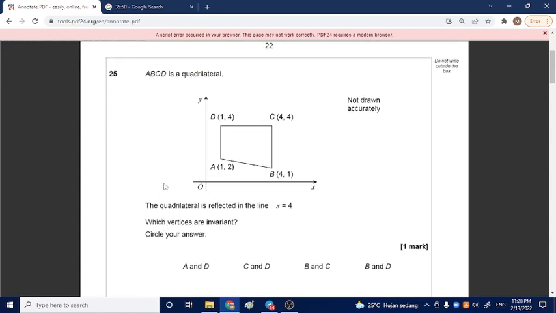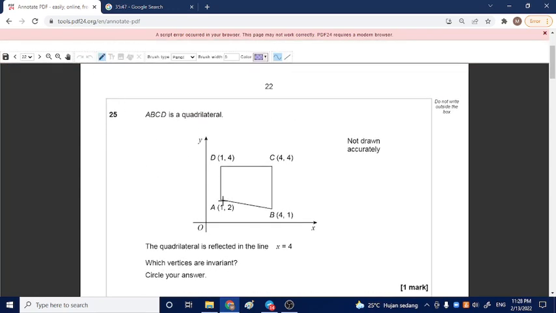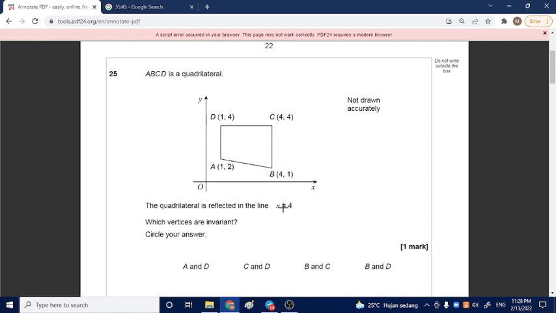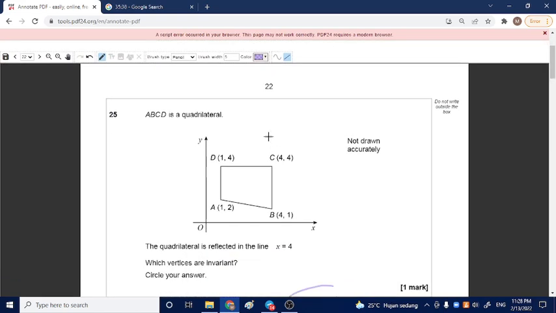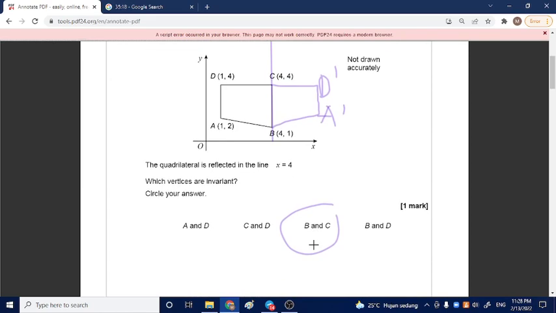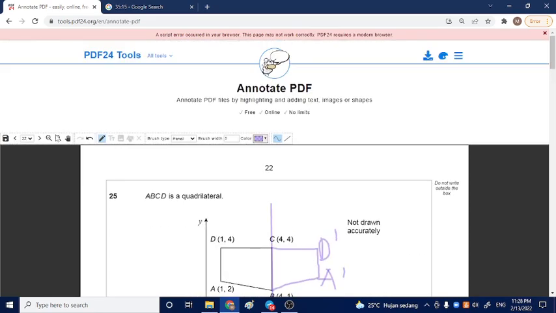Which vertices are invariant? Invariant meaning it doesn't move, right? X equals 4. It's obviously B and C because it's like here. Not exactly that. Wait, let me. There we go. That means it would be something like this. There we go. Yeah, B and C.